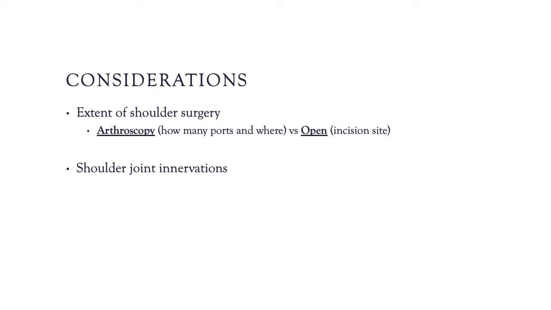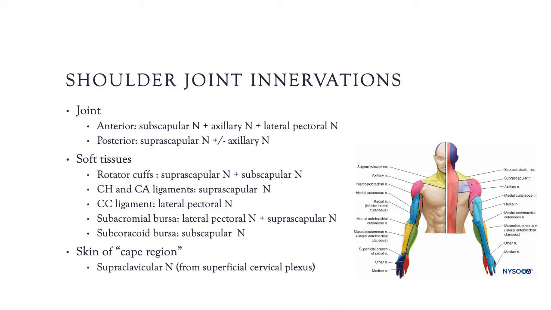And also we have to understand the shoulder joint innervation. This is a slide to highlight the shoulder joint innervation. I divide it into joints, soft tissues, and skin. You can see the major nerves involved in most structures are the suprascapular nerve, axillary nerve, and lateral pectoral nerve, and for the skin it is the supraclavicular nerve, which is from the superficial cervical plexus, but not the brachial plexus.